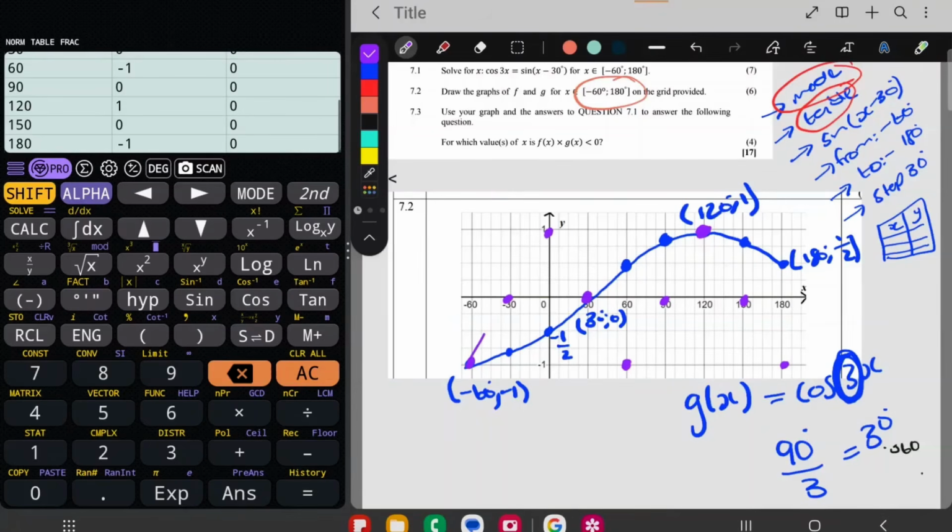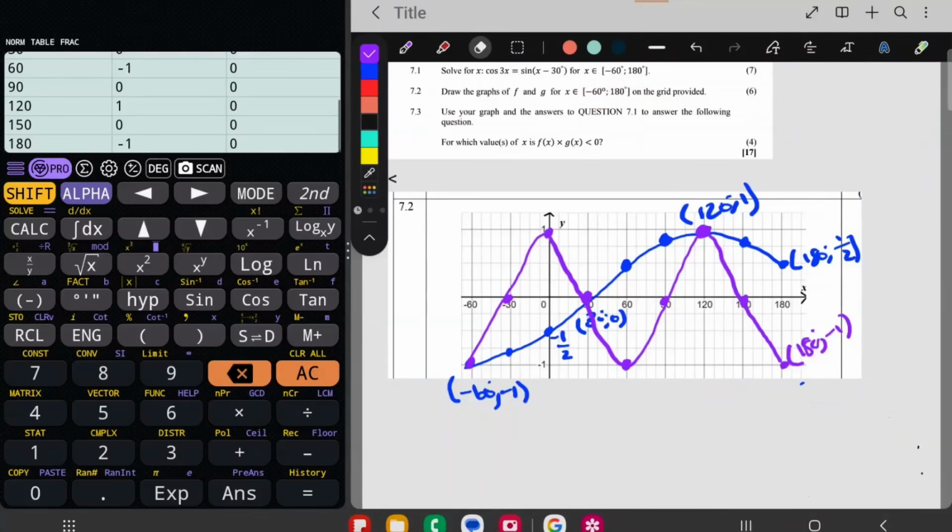Okay, now you must join your dots, but it must form a curve. So when you turn, just make sure it turns like that, and not like that. And there you have it. So the start is there. The end point is 180 and negative 1. So I would put that in.